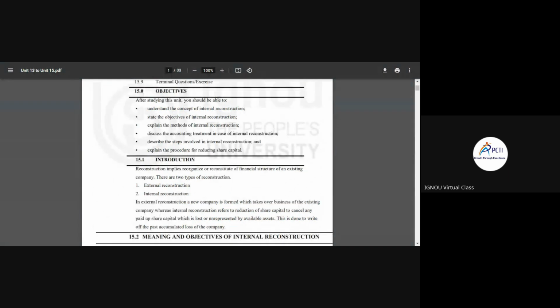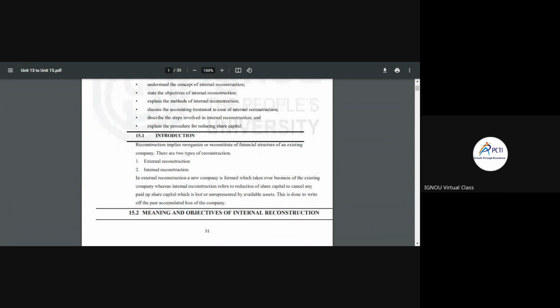First of all, we need to understand the concept of internal reconstruction. Then we have to state the objectives of internal reconstruction. Then we need to discuss the methods of internal reconstruction and the accounting entries in case of internal reconstruction. Then what are the steps involved in internal reconstruction? Then the procedure for reducing the share capital if there is any requirement.